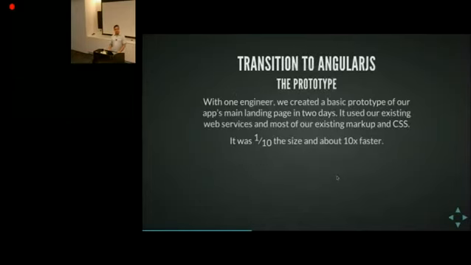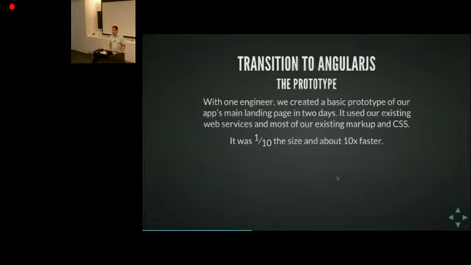So the next step was to build a prototype. Way back when, in January of 2011, we decided to take the front page of our application, which I'll show you in a little bit, and convert it to Angular. We had some pre-existing web services, so we didn't mess with those. We used our existing markup, basically. We just annotated it with the Angular attributes. We also kept most of our CSS. And as it says here, that took us about 2 days to build this prototype.